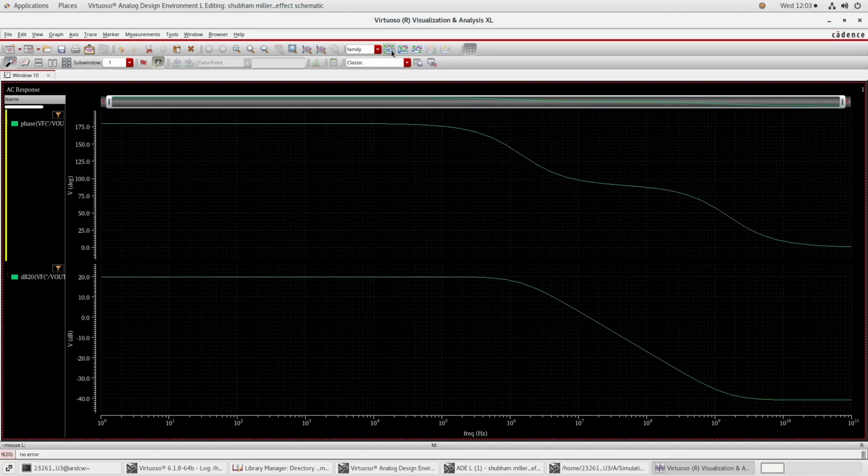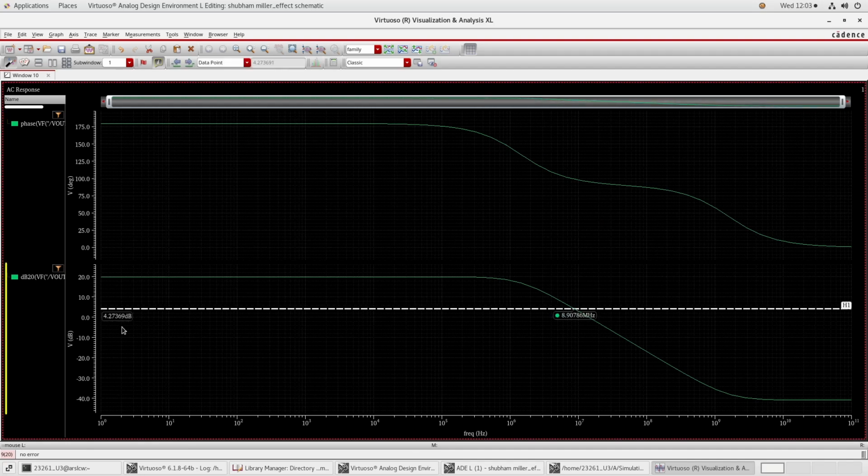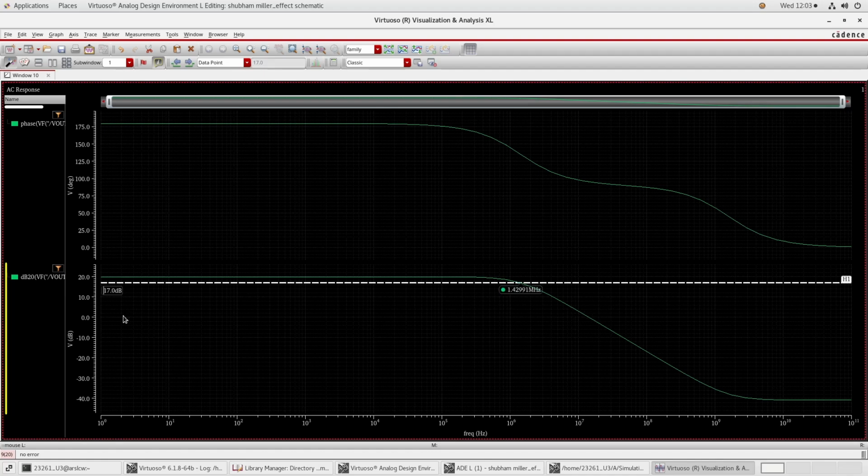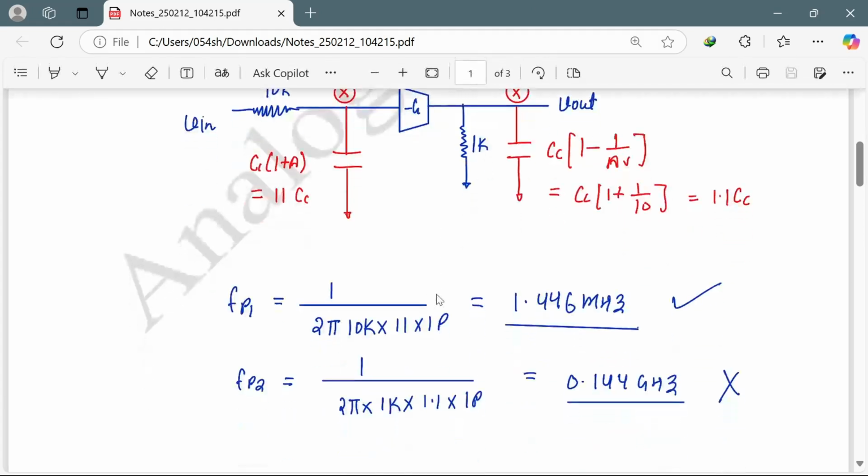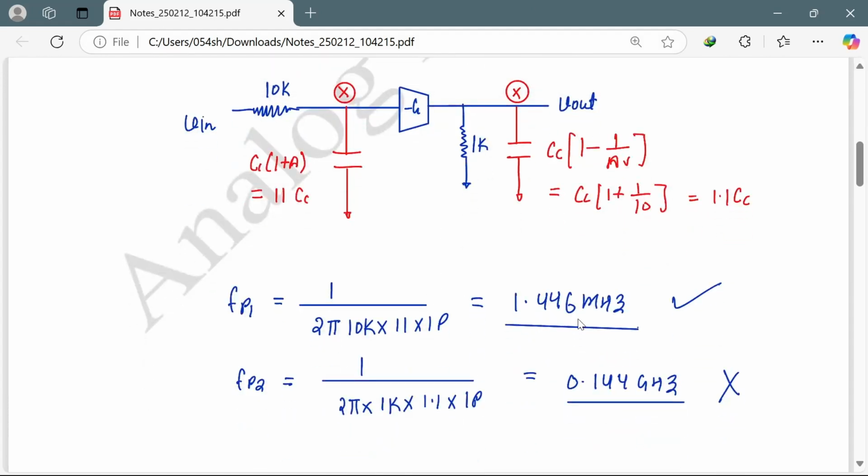Okay, so let's check the value. So 20 minus 3 dB will be 17 dB. It's coming as 1.42991 megahertz. Okay, and what we had calculated was 1.446. So it's approximately close to the theoretical value. So the Miller effect is closely valid for the dominant pole.